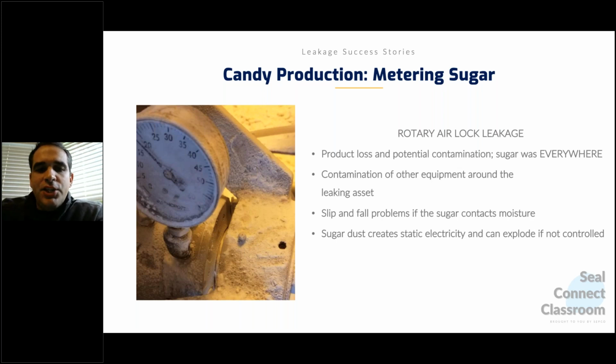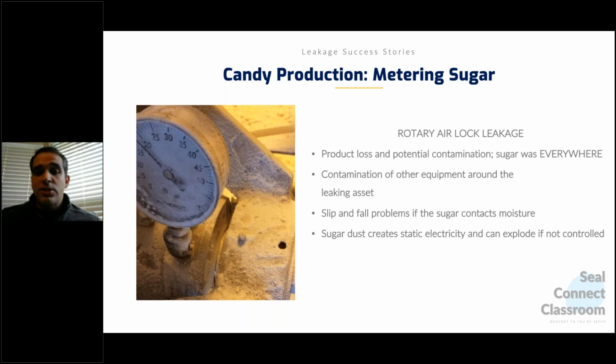Initially, when we saw this application, sugar was everywhere. You couldn't avoid it. It was like a winter wonderland. If you walked in it, it would be up to your ankles. And so that's clearly a major issue. Another thing, and this is actually really important, is it's not only the equipment itself that you're protecting, but you're also protecting the equipment around it, because as sugar leaks out, it gets everywhere and goes into other applications and creates damage to motors, motor bearings, gearboxes. Anything that's in the air is susceptible to the leakage and the consequences of the leakage.